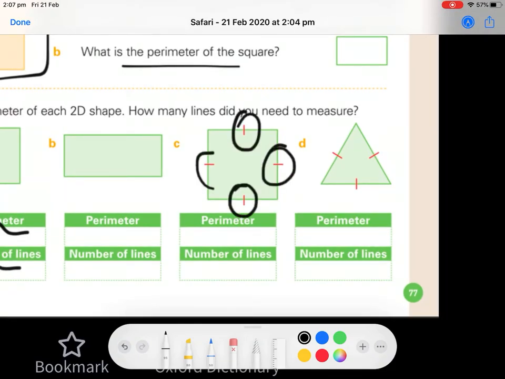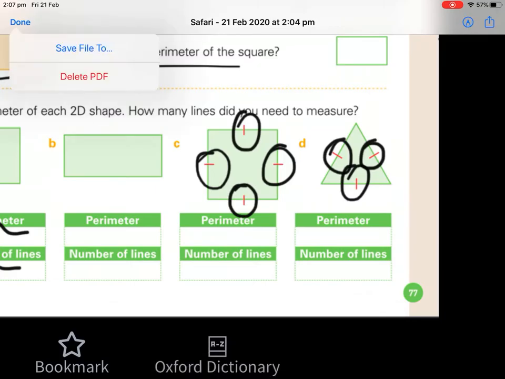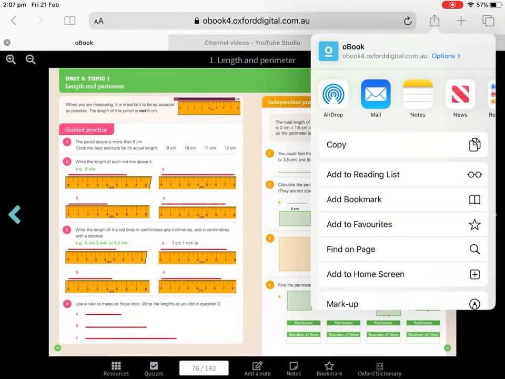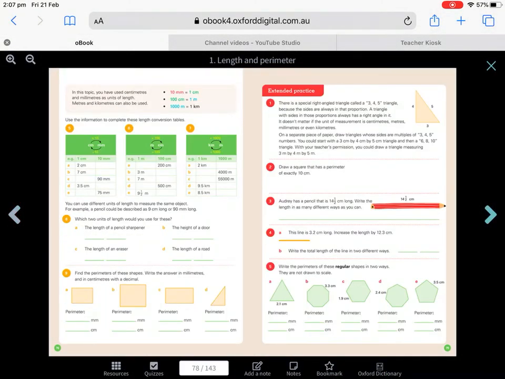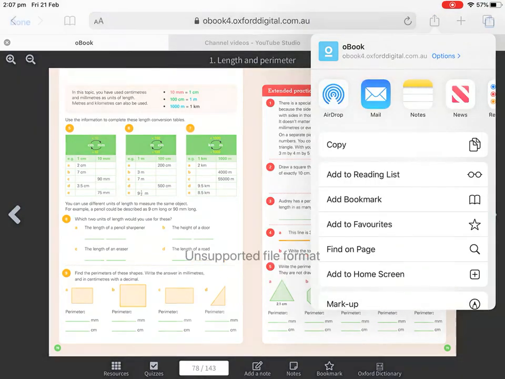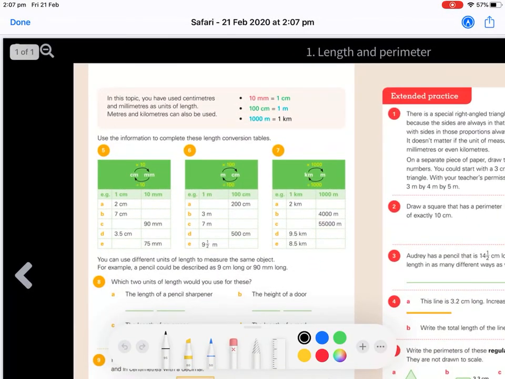You can see these little red lines, they mean that they are equal. Those sides are equal. This one's an equilateral triangle. All 3 sides are equal. Okay, let's move on to our second page here. And get our pen back.